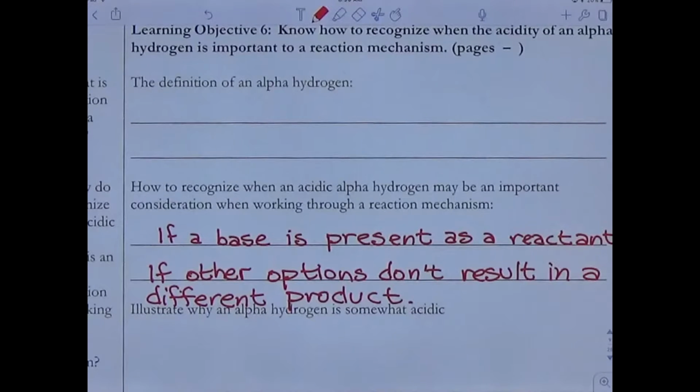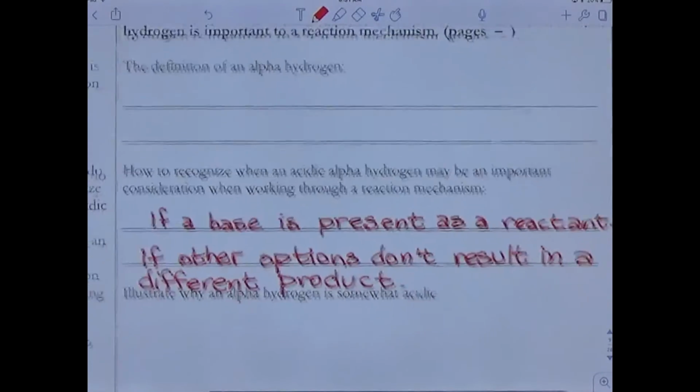In addition, if there are other options that create a different product for you, go with those because they're going to be easier reactions to do. However, if you don't create a different product as a result, then you might start thinking about this as well. Here's an example, from two chapters from now.